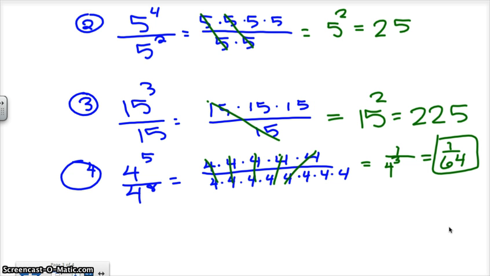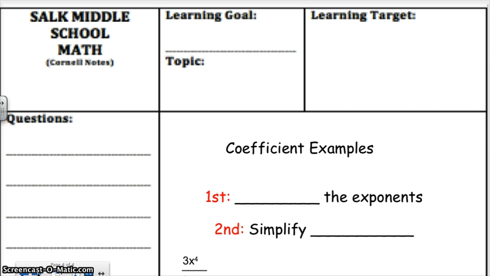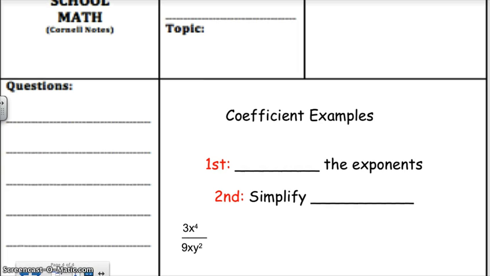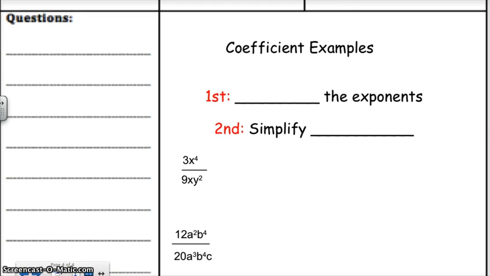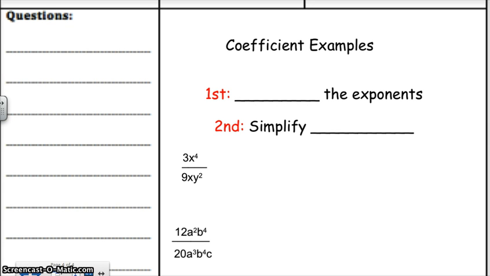Not too shabby. Okay, flip it. Now we're just dealing with some coefficient examples. First thing you're going to do is just like the previous page, expand the exponents and then simplify the coefficients. Remember, the vocab word coefficient means number in front of a variable. Coefficient is number in front.